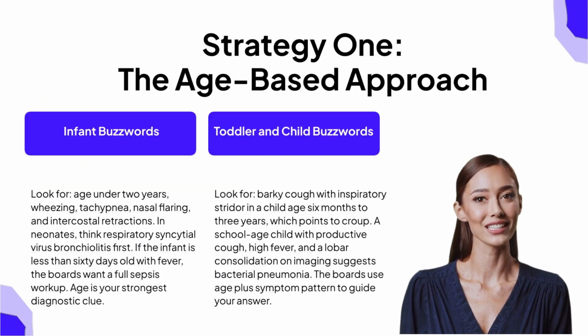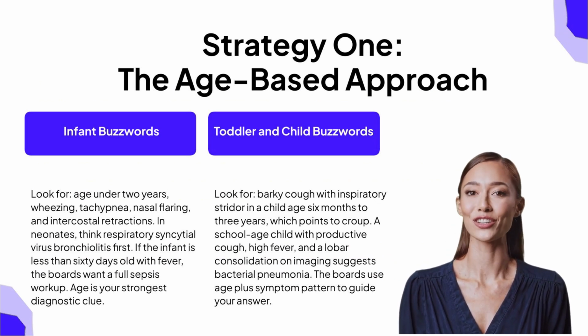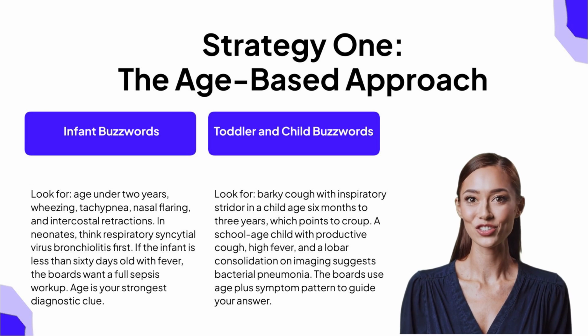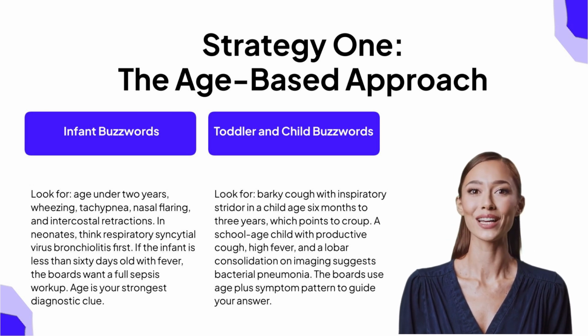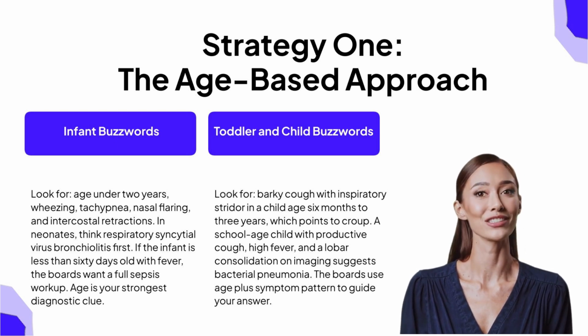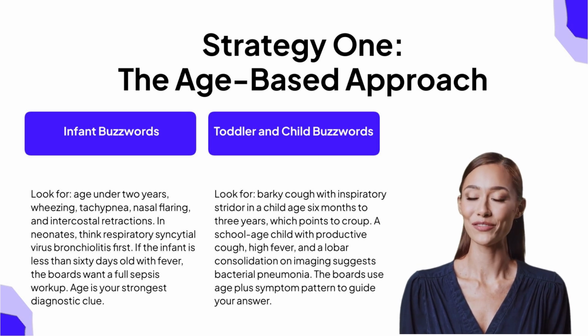Our first strategy is the age-based approach. The boards love to test respiratory infections in children, and the single most important clue they give you is the age of the patient. When you see an infant under 2 years old with wheezing, tachypnea, and nasal flaring, your mind should immediately go to bronchiolitis caused by respiratory syncytial virus. If the infant is a neonate under 60 days with fever, remember that the boards want a full sepsis workup, regardless of how well the baby looks.